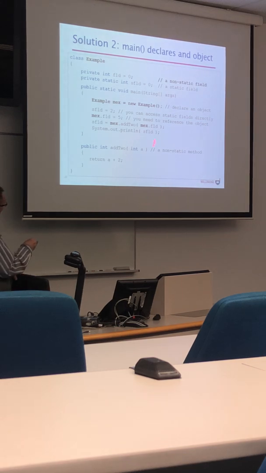Suppose I want to call the add2 method inside the main method. In that case, I also call it using the object name, max.add2 of max.field. That is to say, I'm passing the instance variable as one of the arguments. So when this method returns a value, the value can be stored in some variable, for example, the static variable called sField. After that, I display the sField.